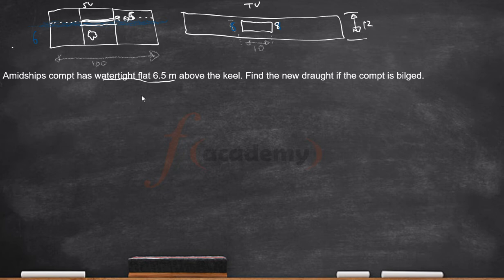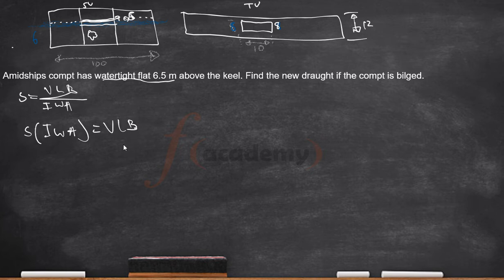To get to know that, we are just going to make use of our usual formula that we've been using. If you follow the channel, you should know that we've been using this formula. Sinkage is equal to volume of lost buoyancy over intact waterplane area. If I cross multiply here, I land on a formula that says sinkage times intact waterplane area is equal to volume of lost buoyancy. So we now know the formula for volume of lost buoyancy, which is sinkage times intact waterplane area.